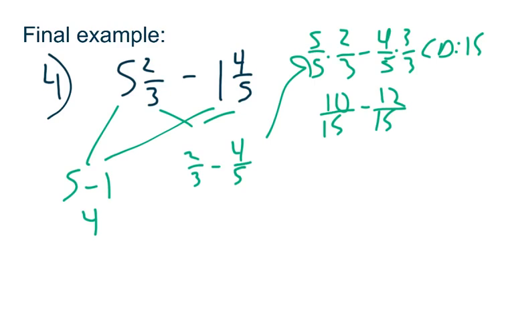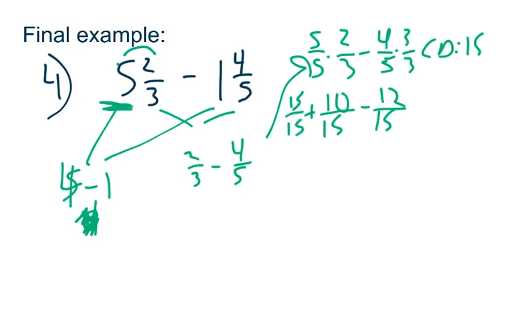Okay, so what we need to do is go to this 5 and borrow it. We're going to borrow one of those numbers. And so instead of it being 5 minus 1, it's now going to be 4 minus 1. So that 4 as our answer is no longer valid. And what we're going to do is add an additional 15 over 15.